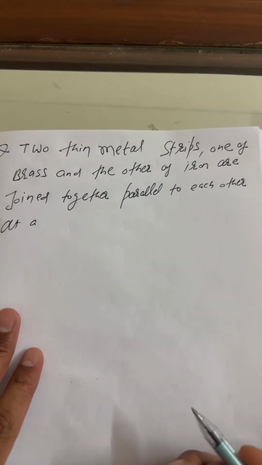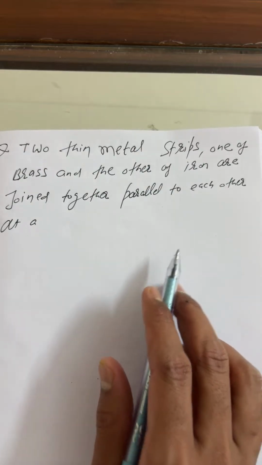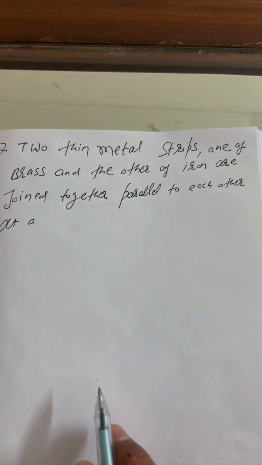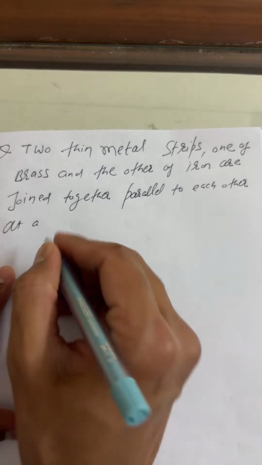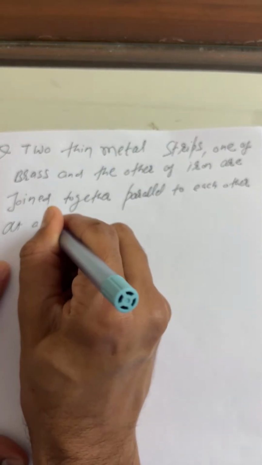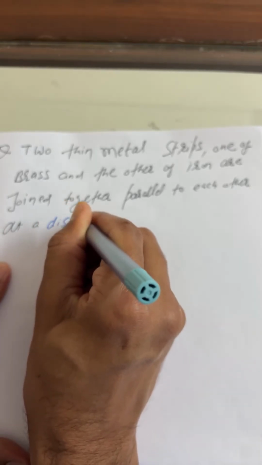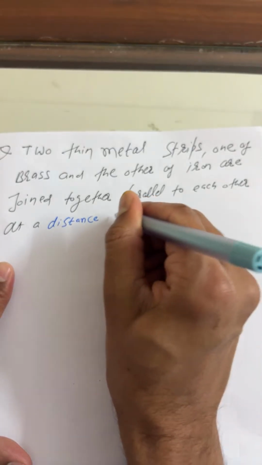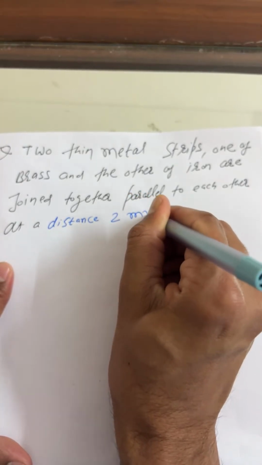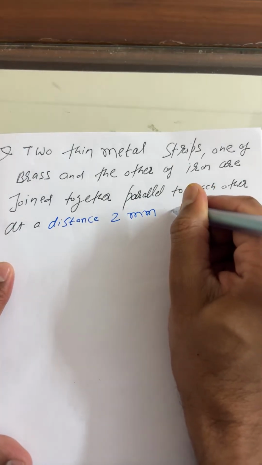Two thin metallic strips, one of brass and the other of iron, are joined together parallel to each other at a distance 2 mm apart.